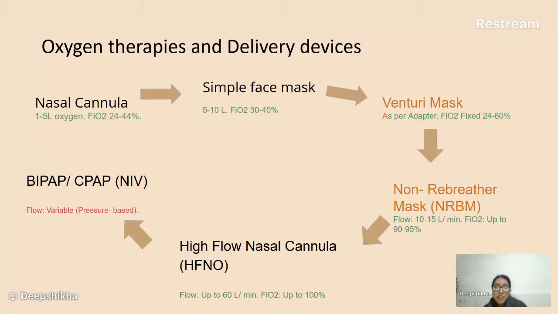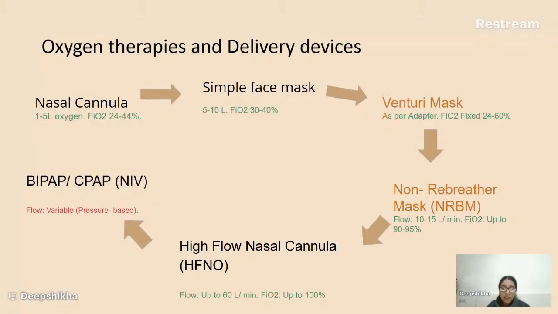The non-rebreather is a lot better than the simple face mask because the oxygen you're breathing in is not mixed with the oxygen around in the environment. It ensures that all the oxygen you're breathing in is coming from the source itself. There's no mixing from the environment. That's how it's made with the bag. Whenever you apply it, the bag will fill up, and you're breathing in oxygen from the oxygen source and also from that bag, which contains a controlled level of oxygen. So the FiO2 in that bag is 90 to 95%.